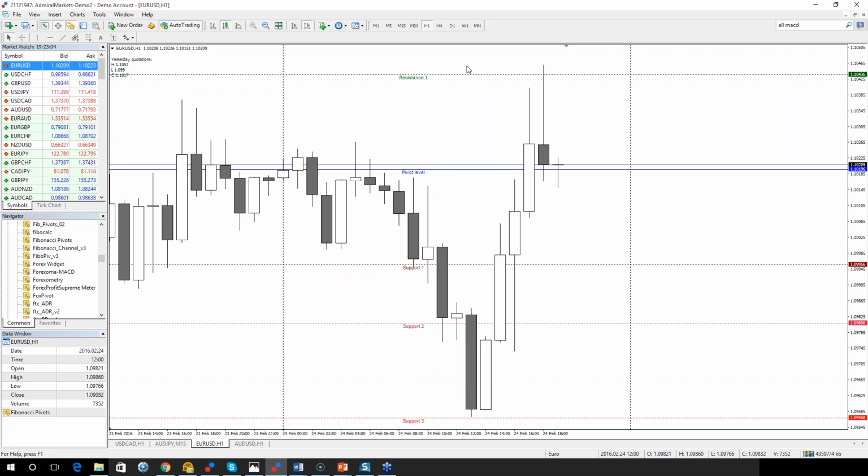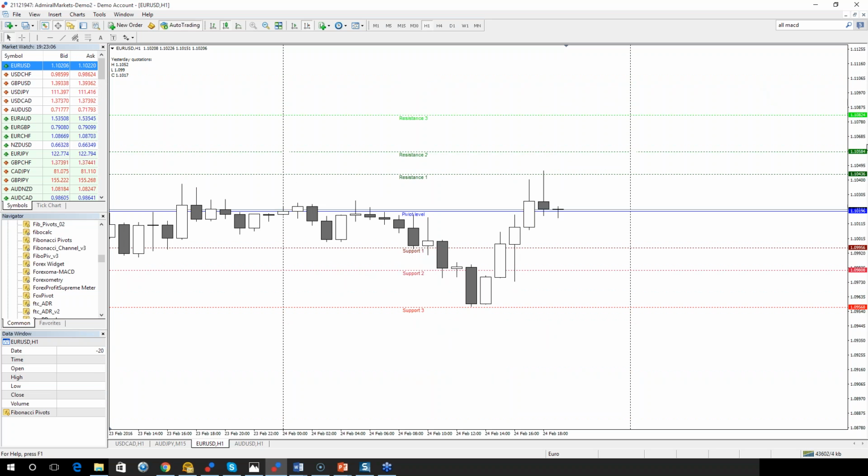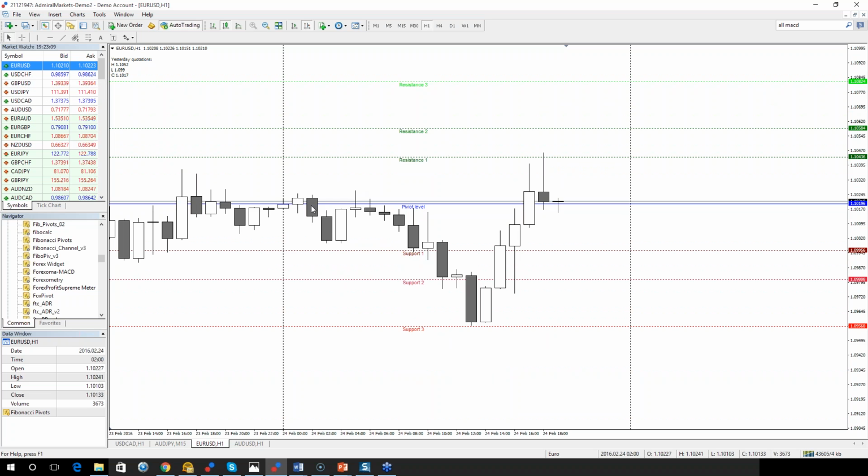You can see now the euro dollar, okay, it opened below pivot, slightly below, right? So you can see where the price is going. It went down, it retested pivot point, it went to support, support has been retested, then it went down to support 3, and look at the accuracy of Fibonacci pivot points. Exactly at support 3, it started to bounce, and it actually ended up now at resistance 1.